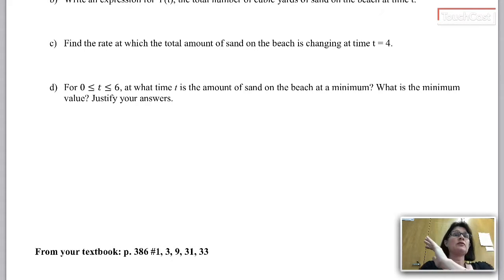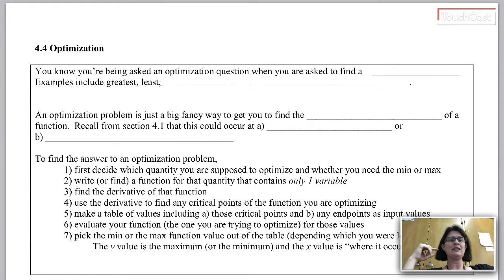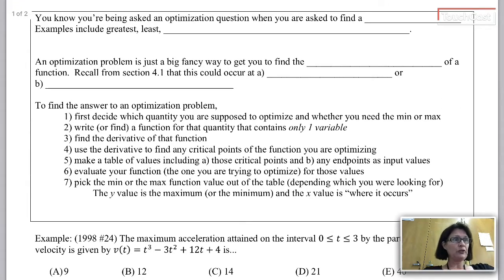Check this out. For time between 0 and 6 hours, at what time t is the amount of sand on the beach at a minimum? Wait a minute. Minimum is a superlative, and when I hear a superlative, I'm supposed to think of optimization. So conveniently, I've attached your chapter 4.4 notes to this video if you're using TouchCast. We have to remember everything we knew about optimization. You fought me back in chapter 4, but it's coming back. It turns out these ones are a little bit easier. You won't usually have to draw a picture.